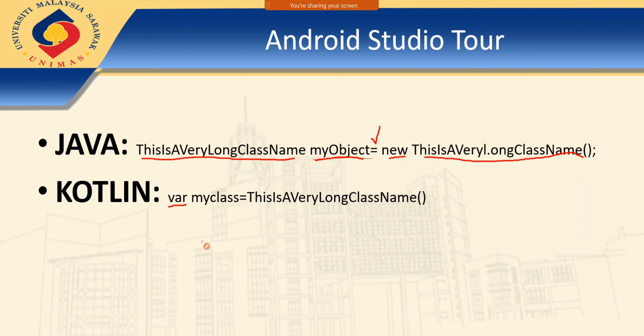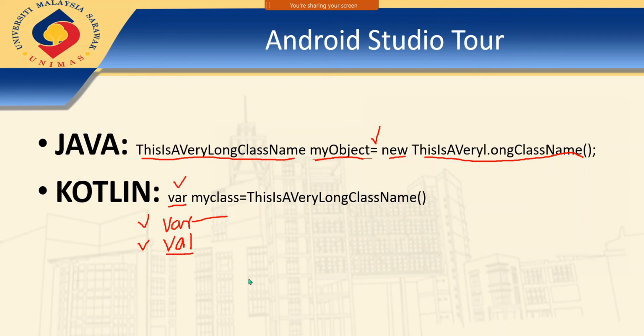var stands for variable. In Kotlin there are two ways, one is var and one is val. var is used for a variable, any value which is changeable in nature. If there is a possibility that in a program you will change its value, then use var. And if you know that this value will never change during the program, then you can use val. So val is like a constant value.